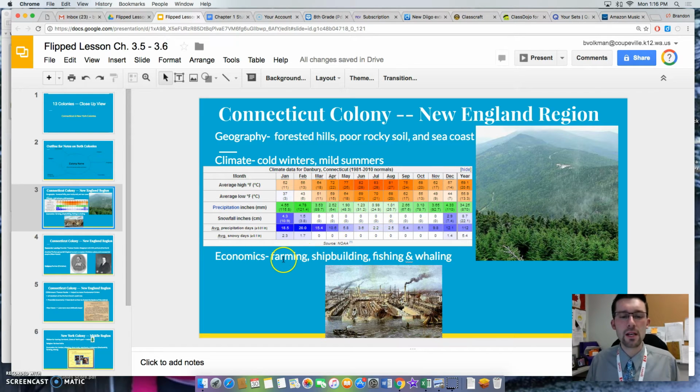The economics, much like the previous colonies, had to do with farming, shipbuilding, fishing, and whaling. Again, we're on the coast, so you're going to be making your money through a lot of various businesses that have to do with the ocean.